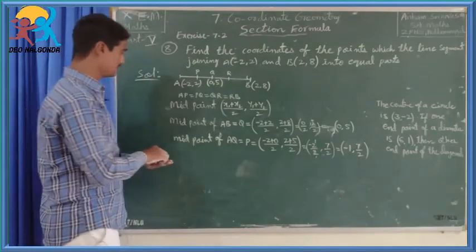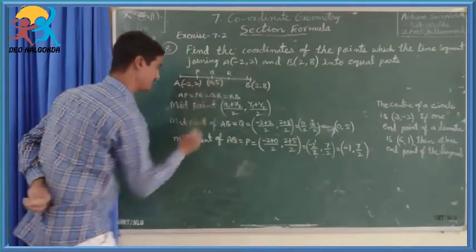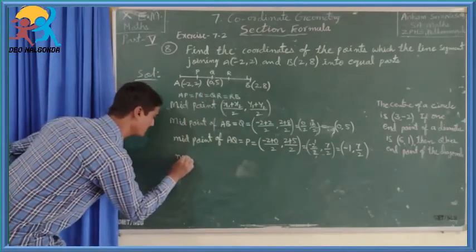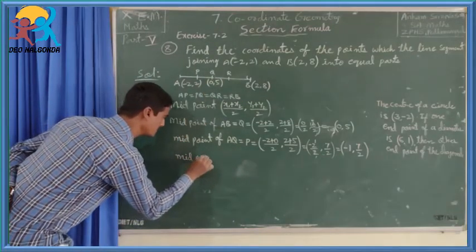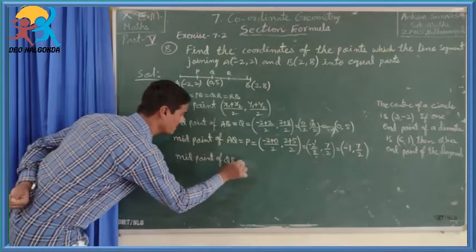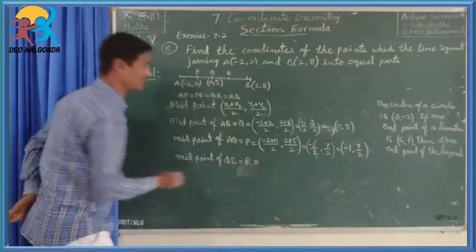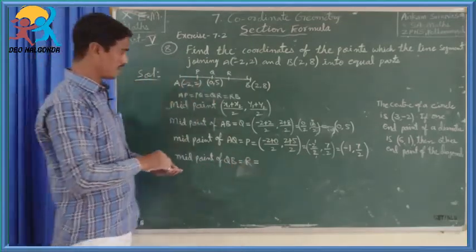Next, R, the midpoint of QB. The midpoint of QB becomes R. We have to find the R value. How to find the R value now?